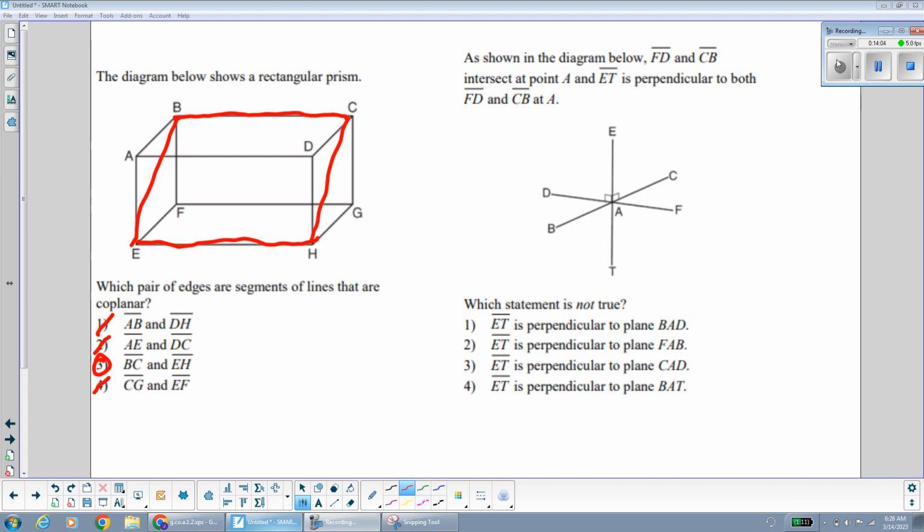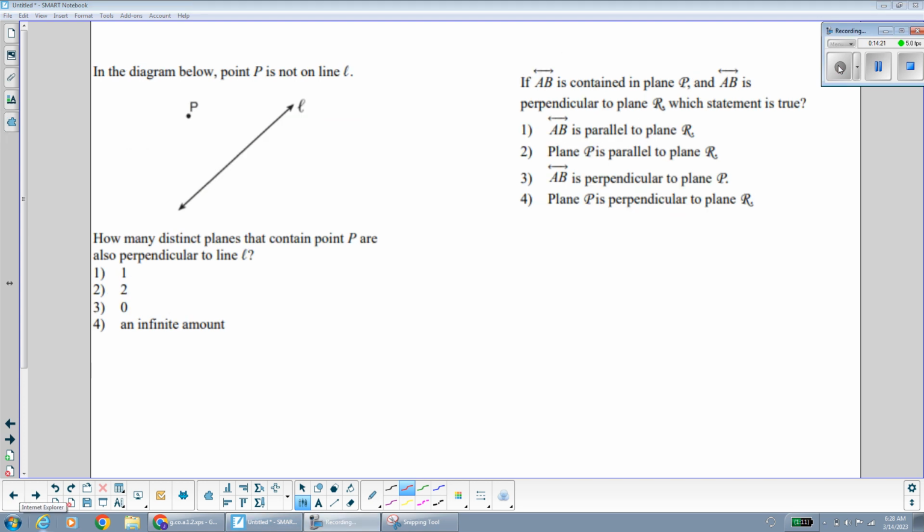The correct answer for the second one is choice 4. Plane BAT is over here, and I don't know if it forms a right angle with that. Take a minute, pause the video, and try to think of an answer choice for these two questions.